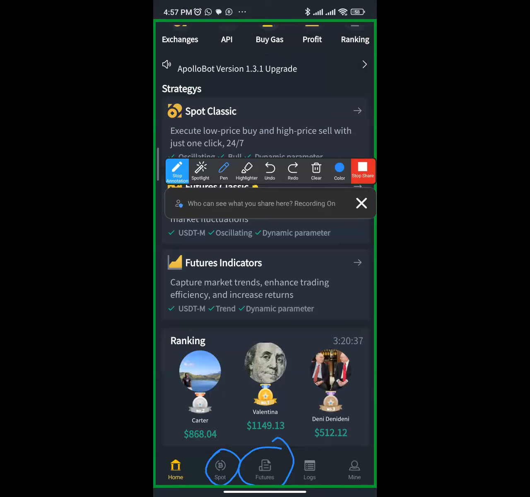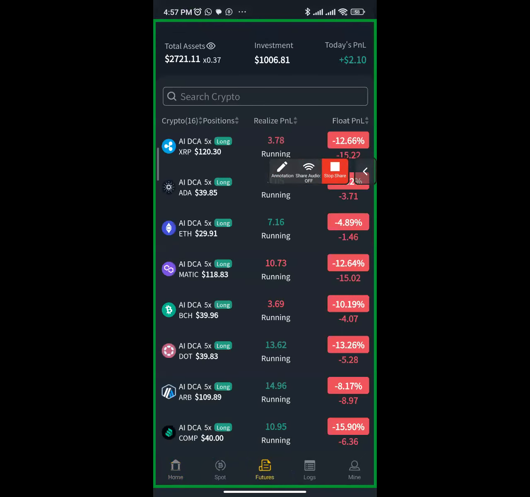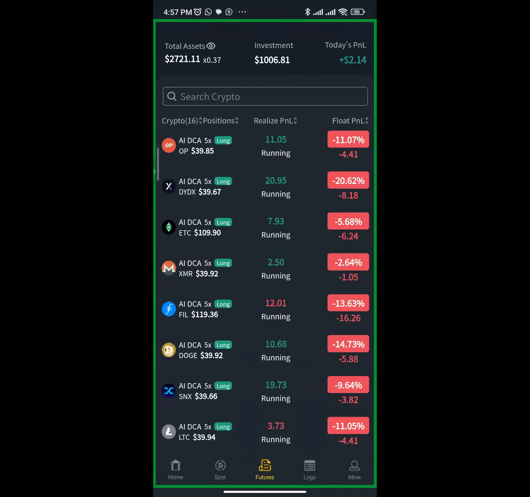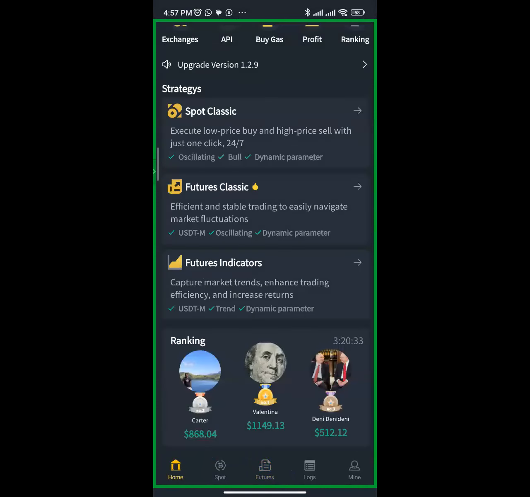Now, what are the parameters? We're going to be looking at the parameters and how to use them. So now we tap on the futures bot, and you will see them running. This is a typical trade running where you have different applications from the partial profits and all of that. Now let's go back to home.